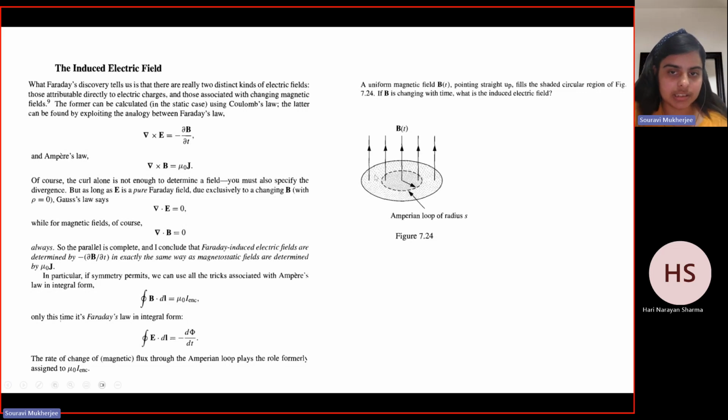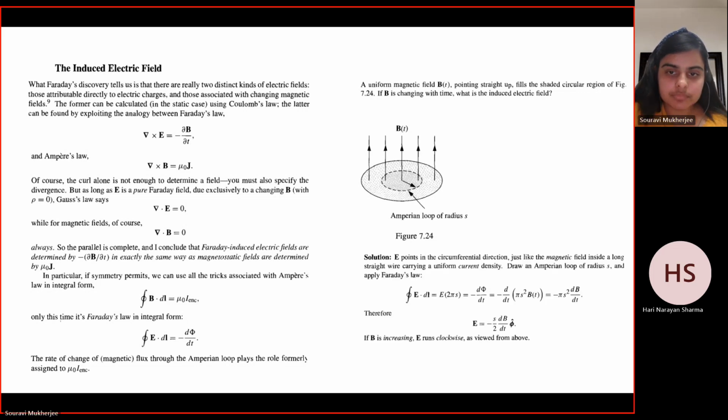So you can see that the magnetic field lines are pointing upwards, right? Now, if B is changing with time, that means again the flux is changing. So the induced EMF or the induced electric field will be in such a direction that it will try to nullify that change, right? So what you can consider is a small Amperian loop. So basically we are now using this parallel that we just discussed.